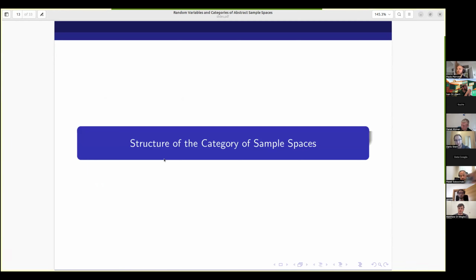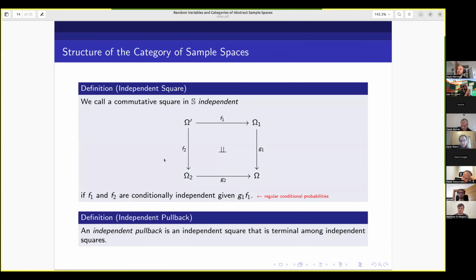And this has to do with the structure of this category of sample spaces, which is what I want to talk about now. So Alex calls a square in the category of sample spaces independent. This is a commutative square. We have essentially 4 random variables here. We call it independent if f1 and f2 are conditionally independent given the diagonal morphism, given the composite here.